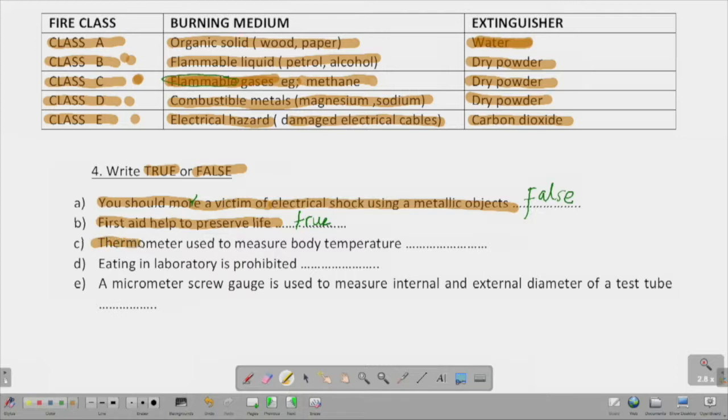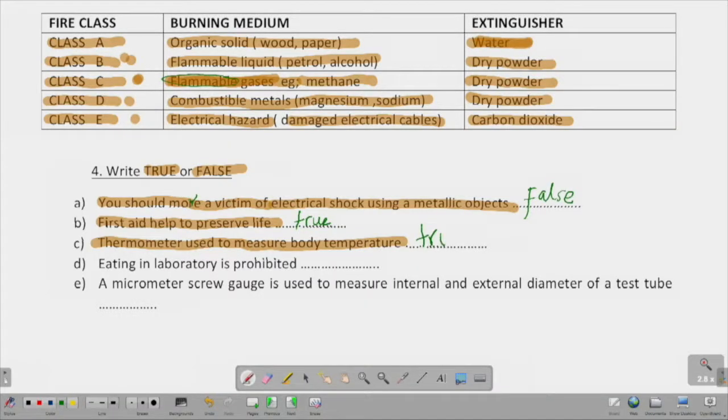Let's look at letter C here. It says thermometer used to measure body temperature. Okay, I said thermometer was an instrument that is used to measure body temperature, right? Maybe you encounter someone and you want to check if that person has high fever or not. You have to use thermometer. So actually, thermometer is used to measure body temperature. So this statement is correct. So let's write here true.